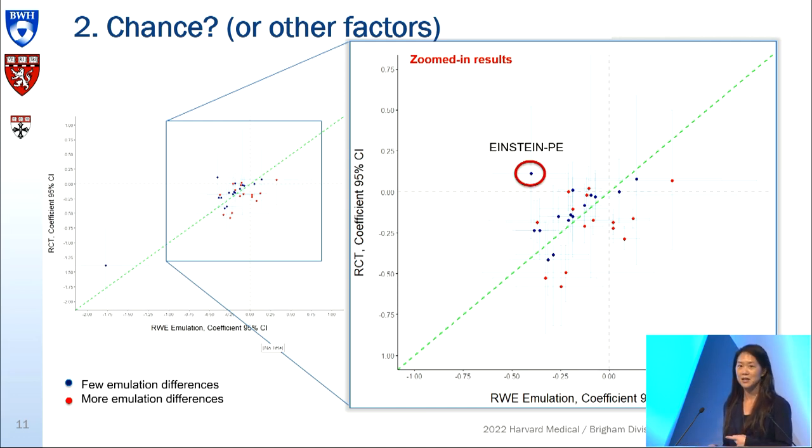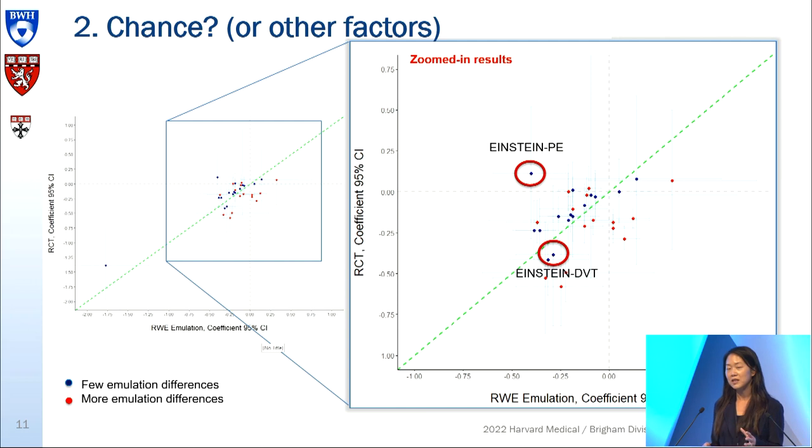Now, this is the Einstein PE trial. But to understand what's going on with Einstein PE, I also have to talk about this one, which is Einstein DVT. Now, these are two sister trials, more or less twin trials, that had virtually identical designs. They were both non-inferiority trials that were looking at rivaroxaban versus warfarin on the risk of recurrent venous thromboembolism. The one difference being that Einstein PE was focused on enrolling patients that presented with pulmonary embolism, whereas Einstein DVT was focused on patients presenting with deep vein thrombosis. Now, because both of these had virtually identical designs, they were both classified as having few design emulation differences.